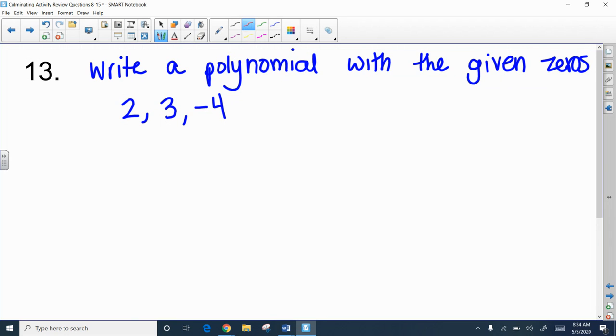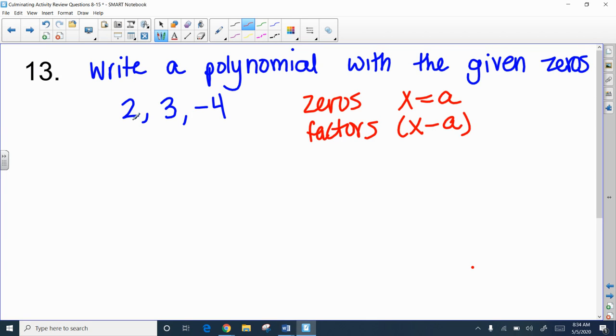All right, number 13, write a polynomial with the given zeros. We kind of talked about this when we did the graph. If zeros are in the form x equals a, factors are in the form x minus a. So I want to write these in factored form. So the factor here would be x minus 2. This factor would be x minus 3. This factor would technically be x minus negative 4, but I would write that as x plus 4.